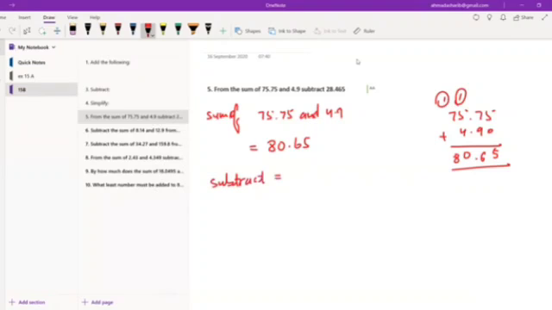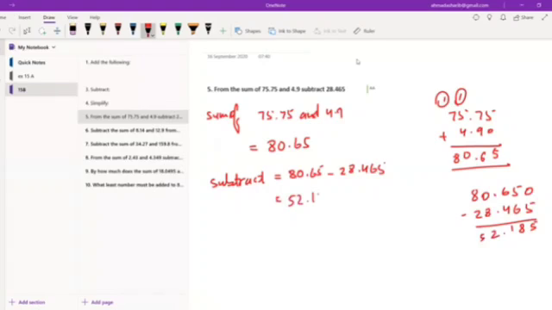Now you have to subtract 28.465 from 80.65. तो अब subtract कर दो 80.65 में से 28.465. So take 0 here, and 10 - 5 is 5, 14 - 6 is 8, and यहाँ से carry लिया था, 5 - 4 is 1, again 10 - 8 is 2, 7 - 5 is 2. Okay, so the answer is 52.185. This is the final answer.